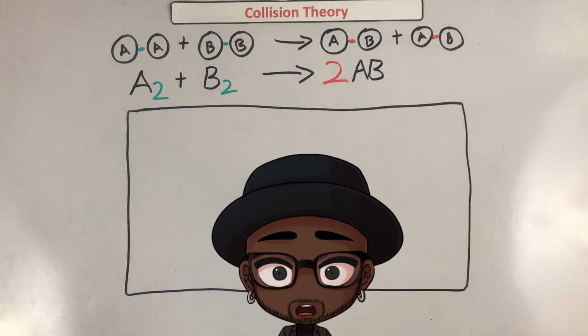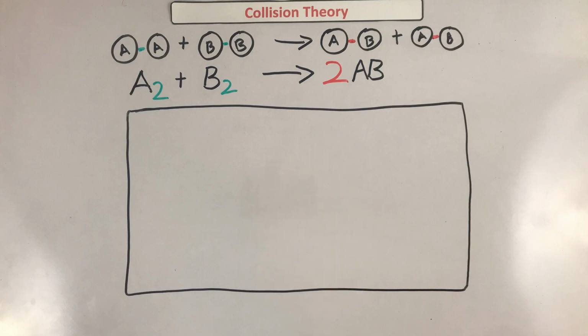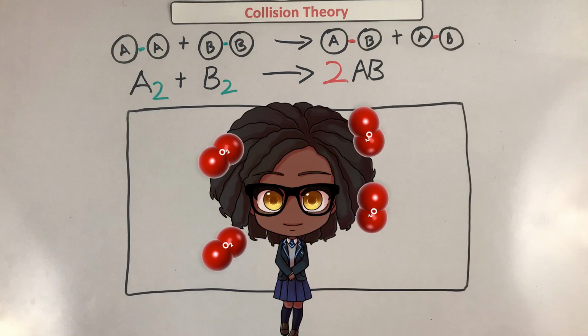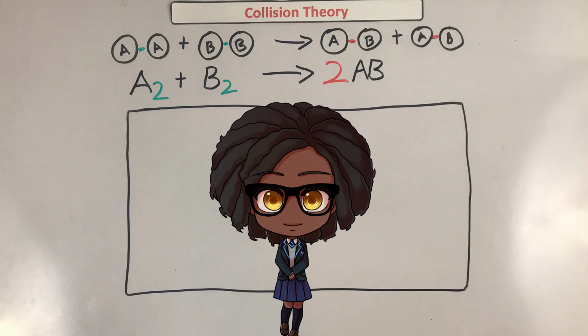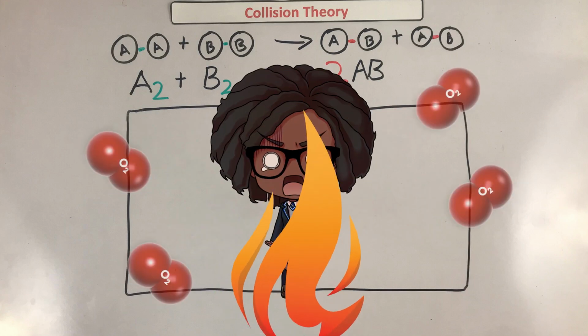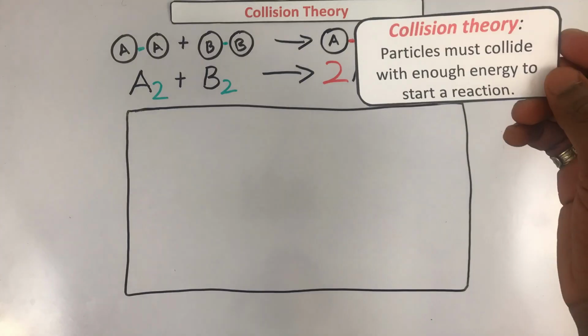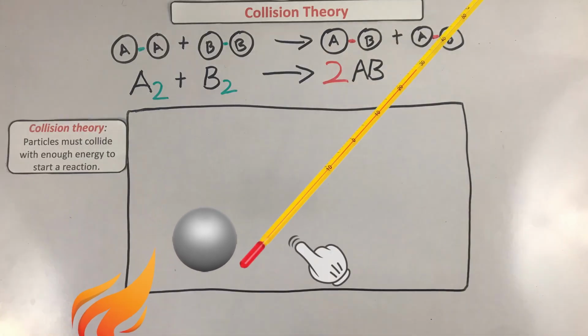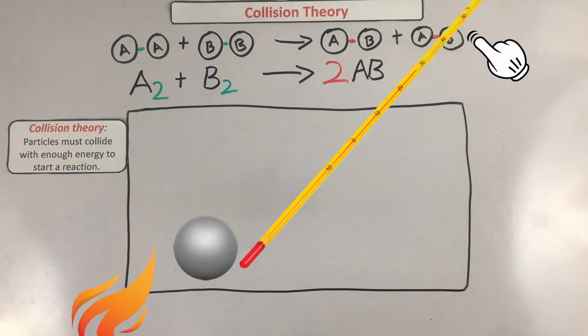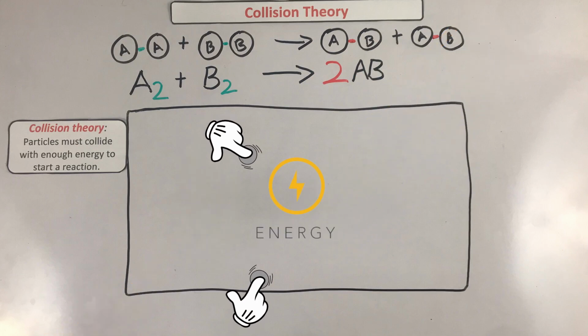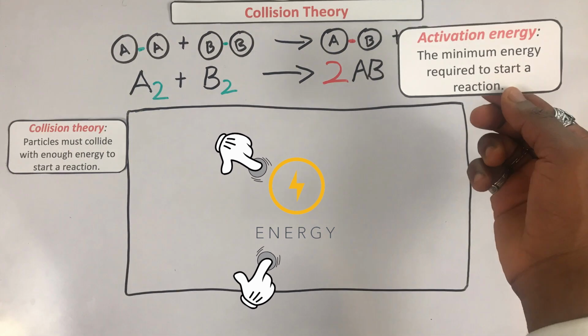But that sentence is not enough. I mean, you have oxygen molecules now slamming into your lips, but thankfully you're not setting alight. So the particles not only must collide, but they must hit with enough energy to start the reaction. The faster they move, the more kinetic energy they have. The minimum energy needed to activate a reaction is called the activation energy.